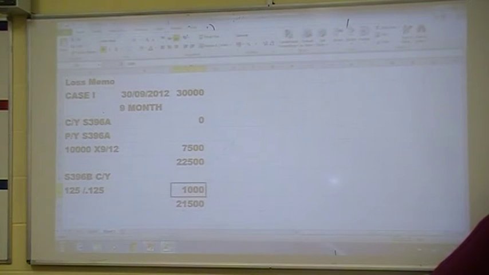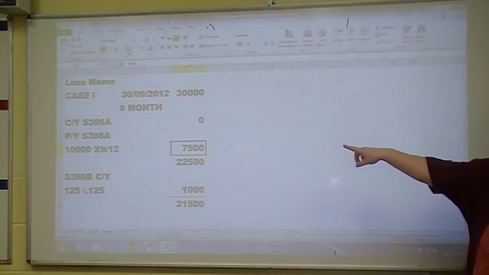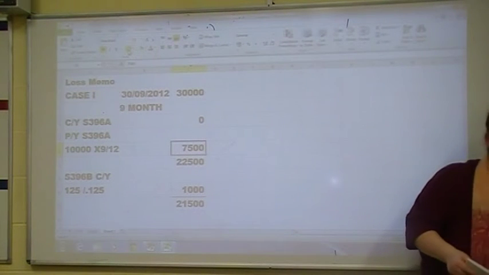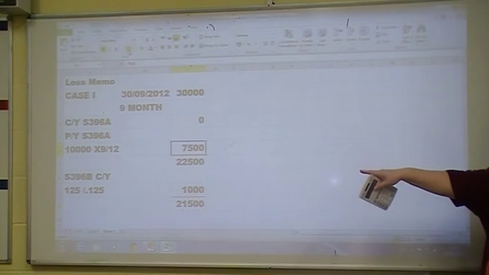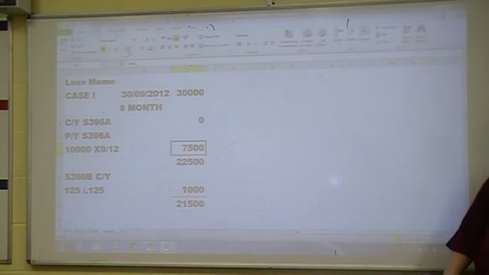So I'm down to 21,500. Just make sure I'm right there now. My last was 30,000. I used 7,500 inside in December 2011. Now I'm going to get rid of my tax liability for September 12 on a value basis. I need €1,000 to that.